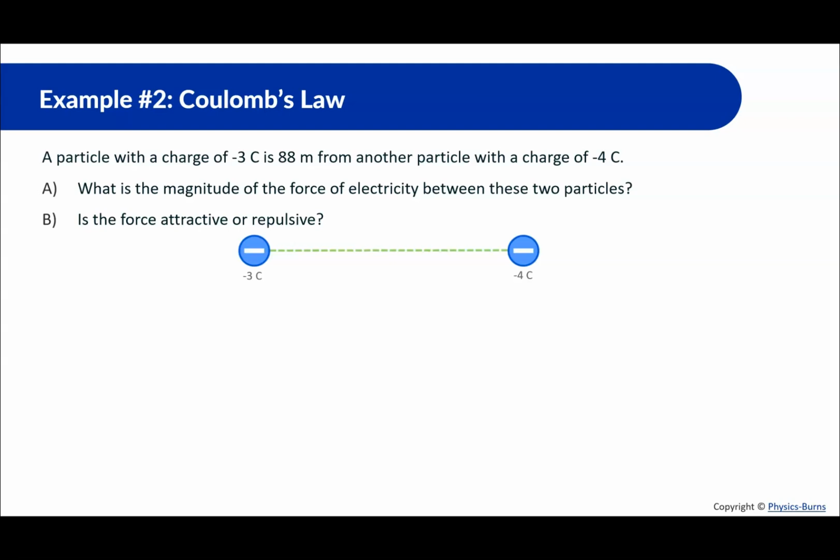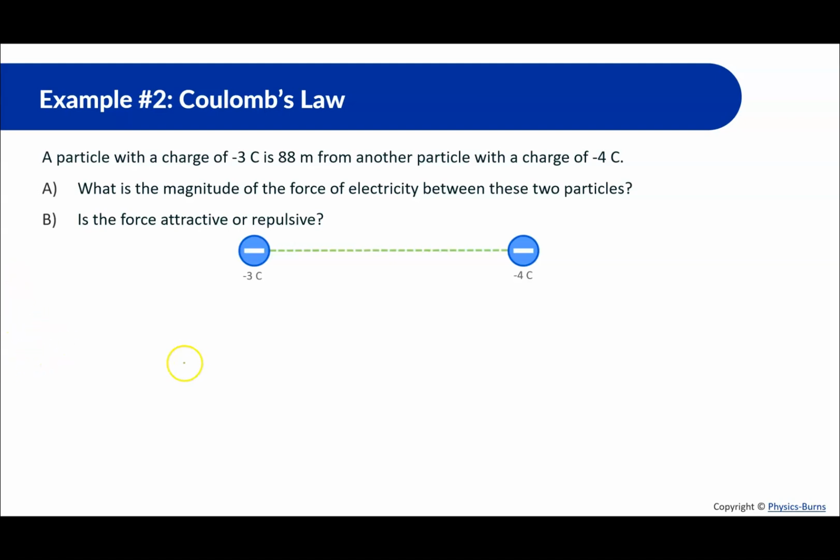All right, moving on. Number 2, it's a very similar question. Hopefully try to pause and see if you can do this one on your own. A particle with a charge of negative 3 coulombs is 88 meters from another particle with a charge of negative 4 coulombs. What is the magnitude of the force of electricity between these two particles? Is their force attractive or repulsive?